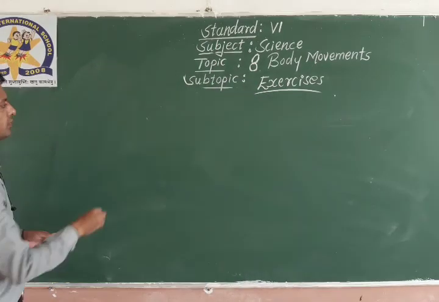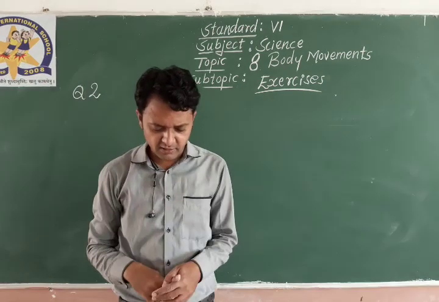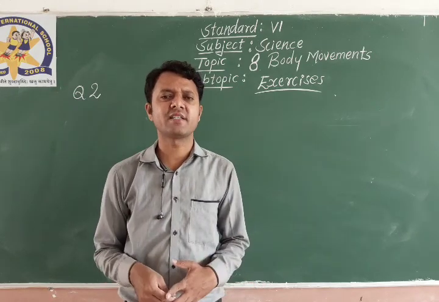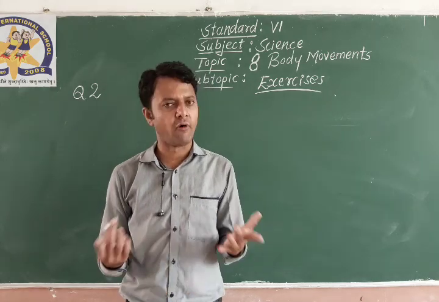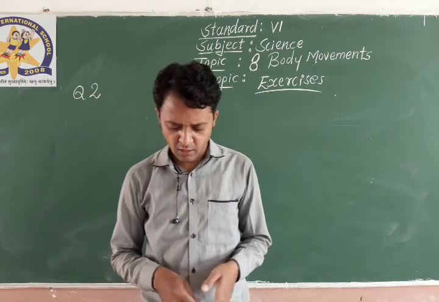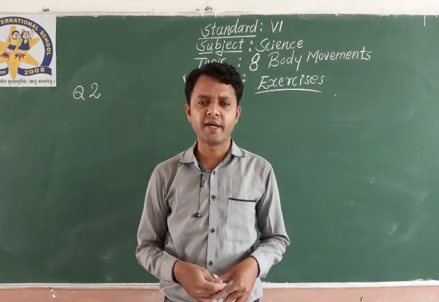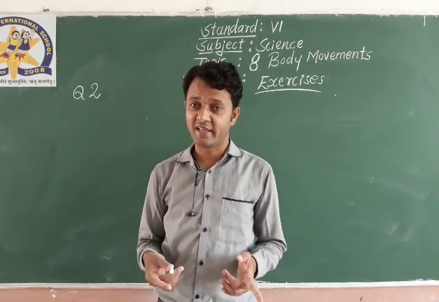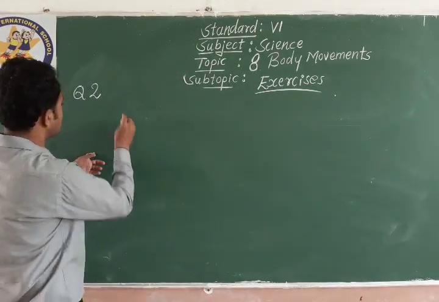Question number 2. Indicate the true and false among the following sentences. Sentences are given, and we need to indicate whether each statement is true or false. A, a very easy question. The movement and locomotion of all the animals is exactly the same. Yes? No. The sentence is false. A is false.